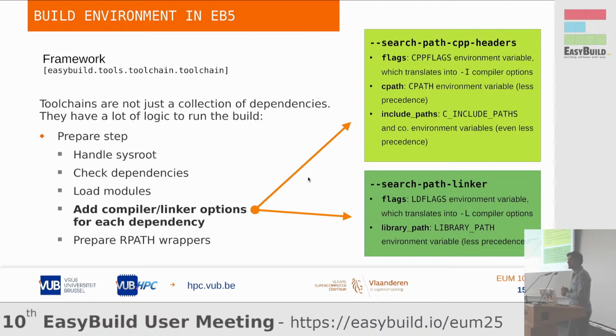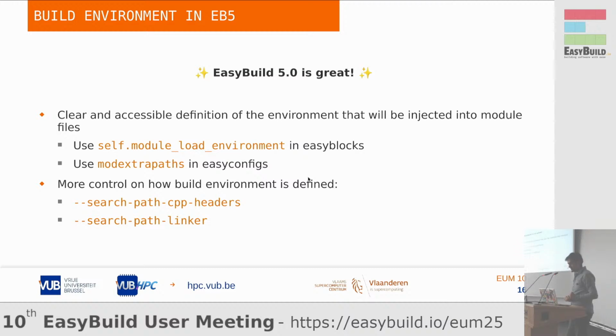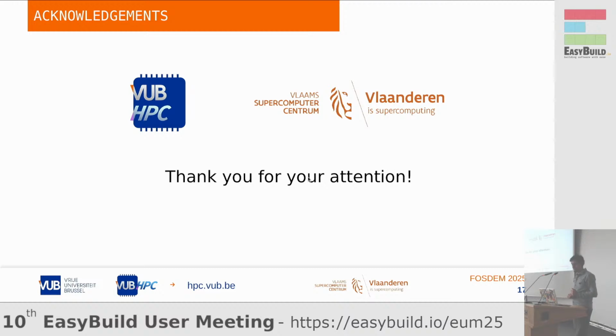as an opt-in feature, because the reasoning is that software needing to use options with less precedence should be the exception, not the rule, or it's very environment dependent as well. So that's something that you will find yourself in if you need to, but in general, it should not be needed. So as a conclusion, EasyBuild 5 is great. We have a lot more extra options and features and a better design to install software. And with that, I'm done.